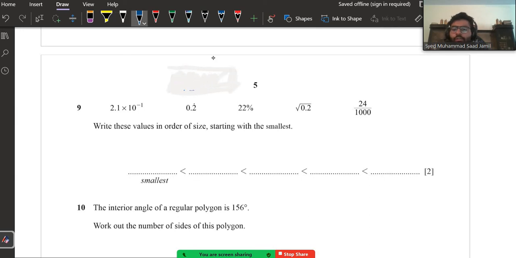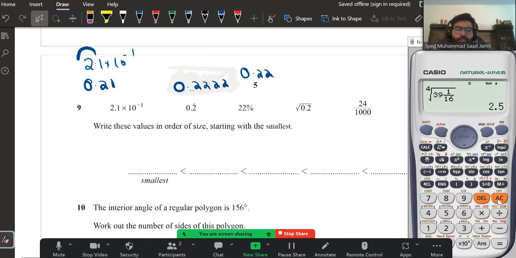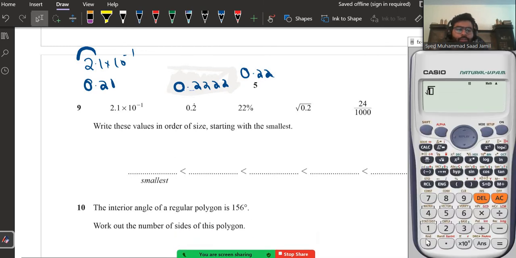Alright. Let's convert all of them into decimals. 2.1 multiplied by 10 raised to power minus 1 basically means it's going one place back, so it's 0.21. This is 0.2222. 22% is 0.22 only. Under root 0.2, let's calculate it. Under root 0.2 is basically 0.4472.